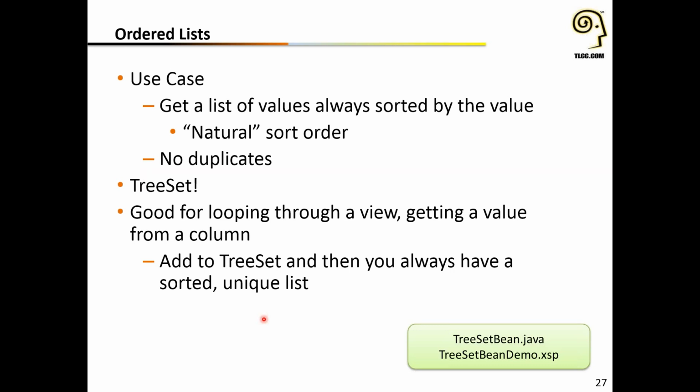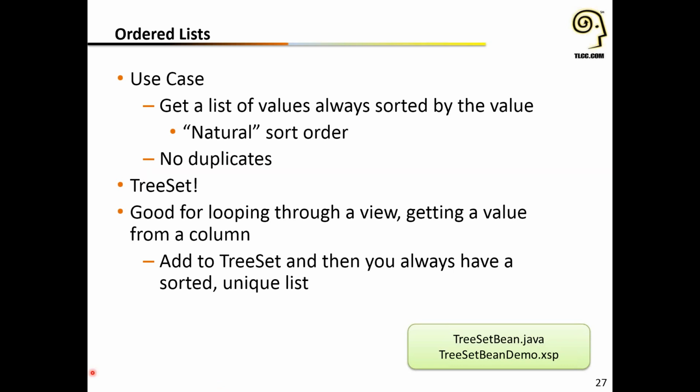So we could, of course, use an array list and test to see, is this value already in my array list? If not, let's add it. But that's going to be slow. We can just add it to a tree set. If it's a duplicate, it just won't add a second one. It won't add the duplicate. So let's look at an example of that.